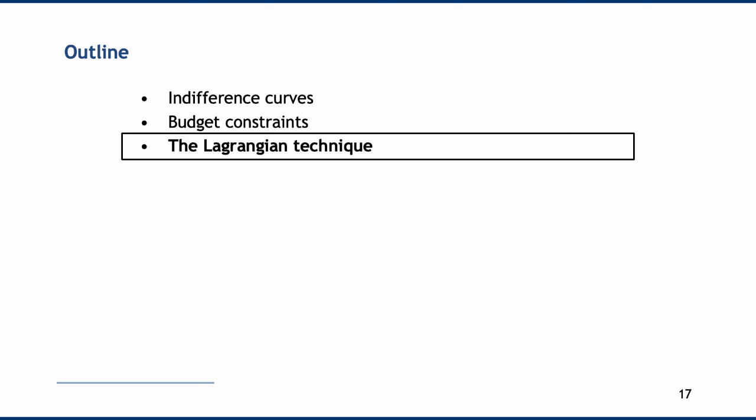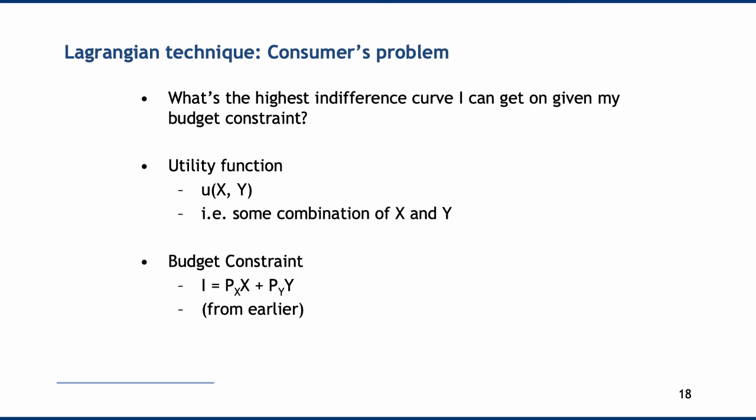And the technique that we're going to use to do this is the Lagrangian technique. So the Lagrangian technique is trying to solve this consumer's problem, which is what's the highest indifference curve I can get on given my budget constraint. It has two components. It has the utility function, which is the way in which we combine good X and Y to deliver utility. And we also have the budget constraint, which is telling us our income, the price of good X, the price of good Y.